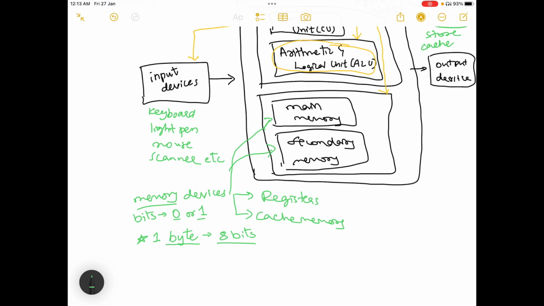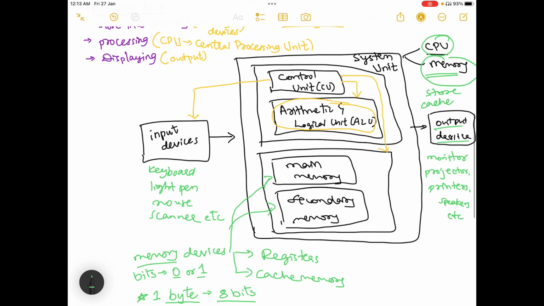And now coming to your output device. So we use output devices to display the output. The most commonly used output device is your monitor. Other than the monitor, we do have projectors, printers, speakers, etc. Okay, so that completes your block diagram.